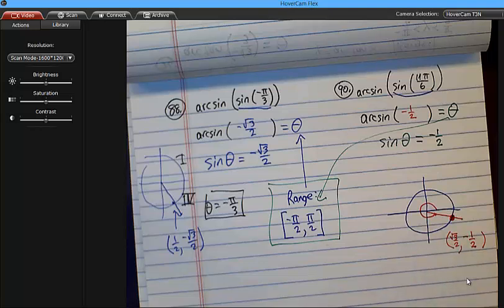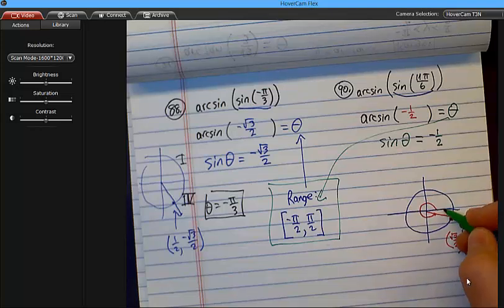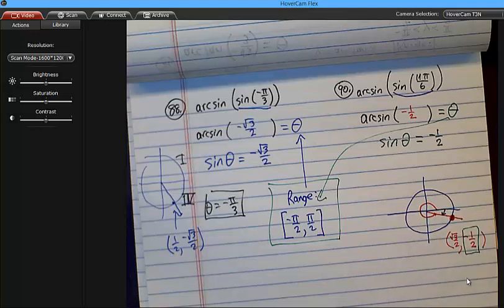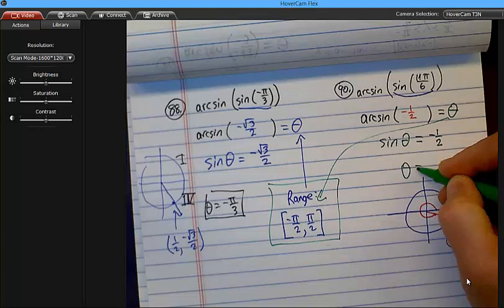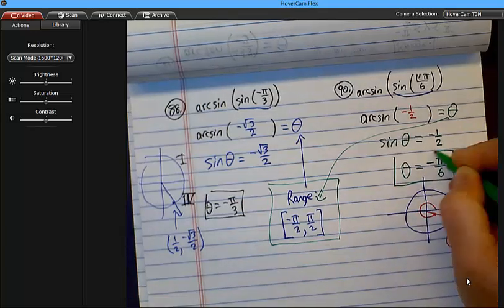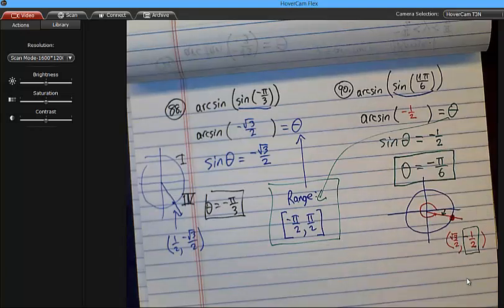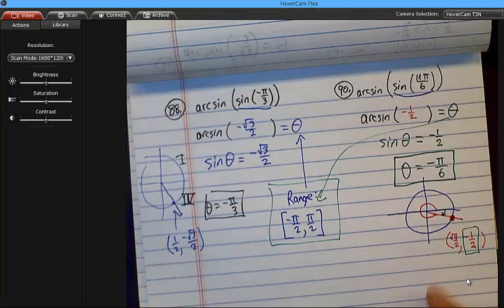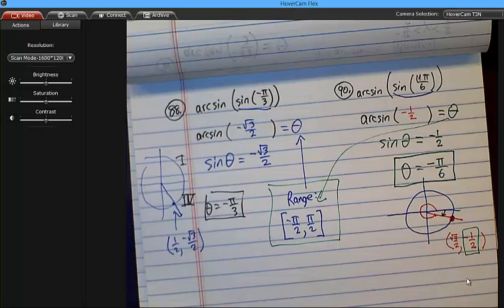It is true that for the sine of theta to be negative 1/2, this is where I want to end up. But you know how I'm going to get there? I'm going to go the short way. What angle is that? Negative pi over 6. So that's the tricky part of inverse trig, I think. You have to slow down. You got to say, what's the range? What could the angle be? And then get it from the picture. Does that make sense to people?